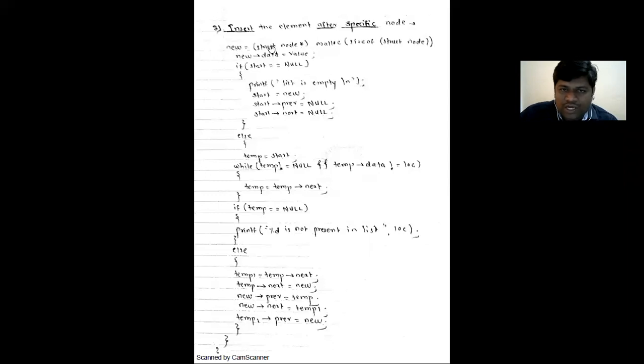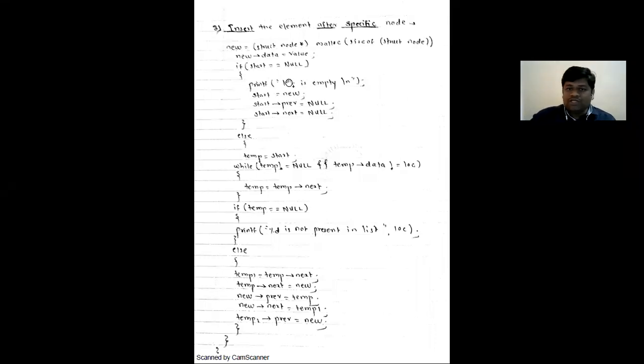Right, so first we'll create a node. We'll allocate the memory by using new is equal to struct node. So this function will allocate the values. After that, the first condition we are checking is start equal to null. If the condition is true, we are assigning the node.